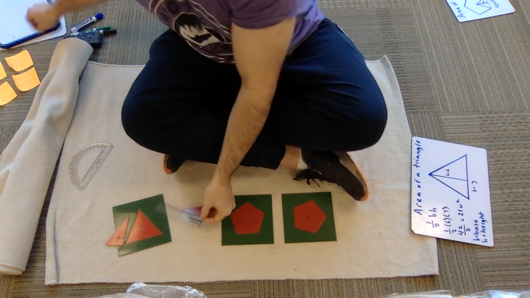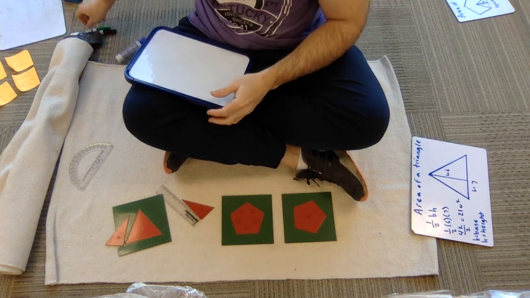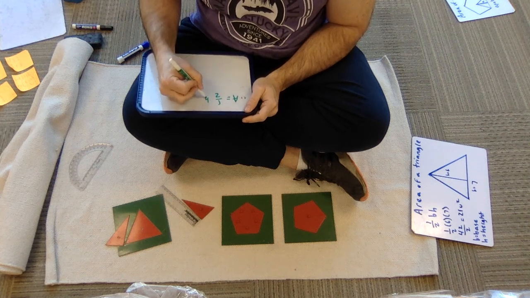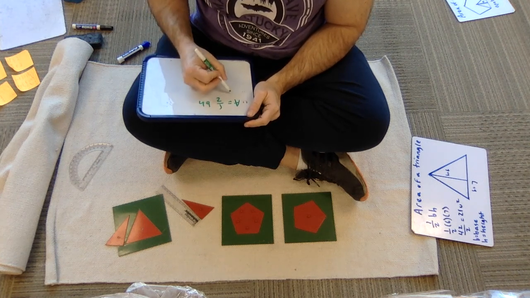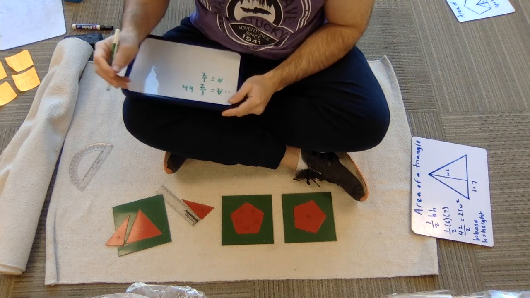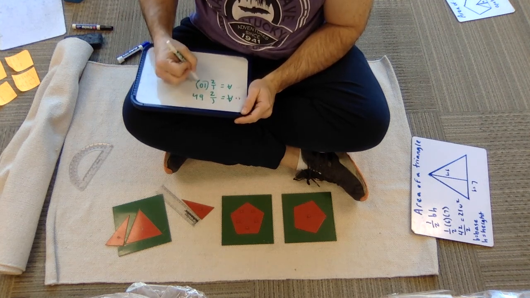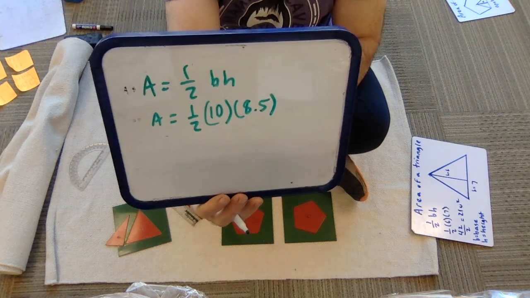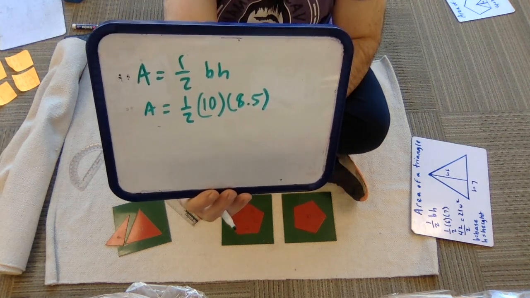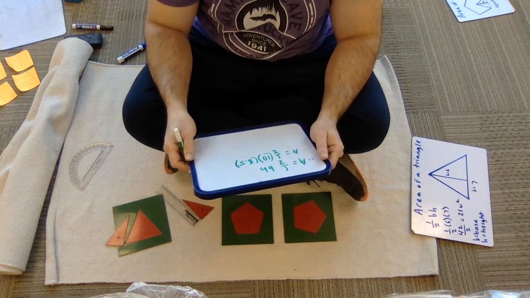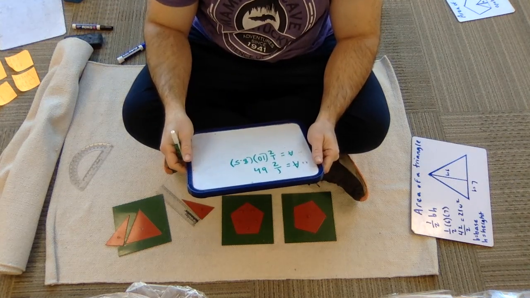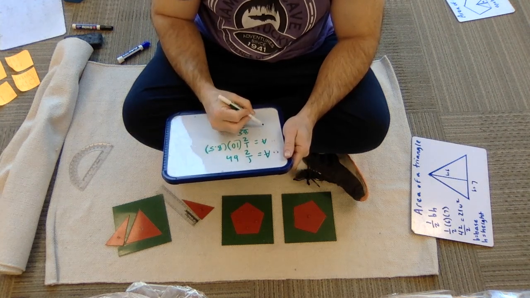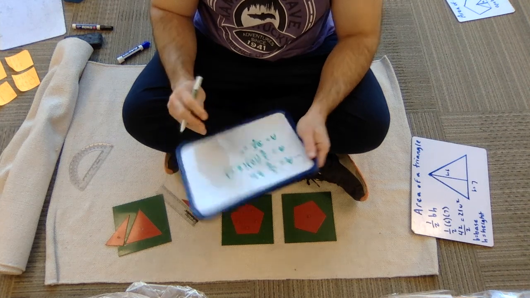Yeah, 8.5. That was my height. So the formula is 1/2 base times height. Area equals 1/2. My base was 10 centimeters. My height was 8.5. Okay, so there's what I have so far. All right, so 1/2 base times height. So 10 times 8.5 is 85 over 2. Area equals 85 over 2 units squared.